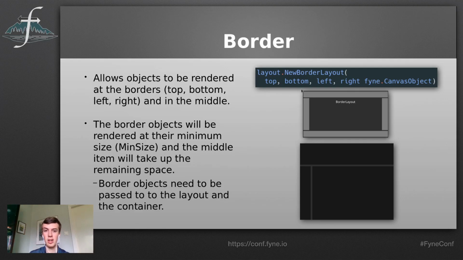Also, a little gotcha that we need to make note of is that with the border layout you have to pass a reference to the canvas object twice. So if you want an entry in the top part here, you'll have to pass the entry into the layout, and then you also need to pass the entry into the container, because when the layout looks through the slice of canvas objects, it needs to see that, oh, this is the entry that should be at the top. Well, then I position it at the top. This is something that you don't have to worry about if you use the container.NewBorder, but it's worth having in mind if you use the layout package directly.